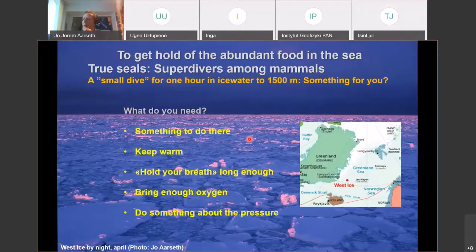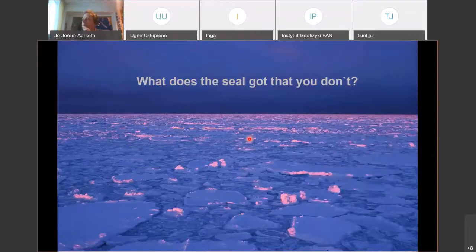And you have to do something about the pressure. As you might know, you feel that when you dive in the pool, when you go down to 4 meters, the pressure increases because of the weight of the water column, and that can hurt your ears, especially for us. So what does the seal got that you don't?